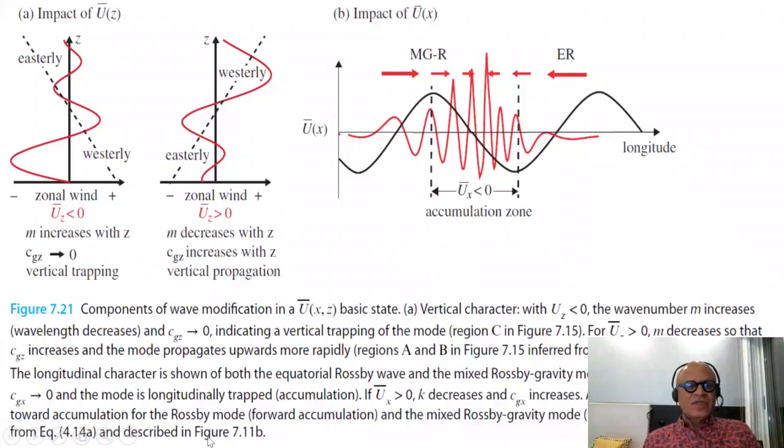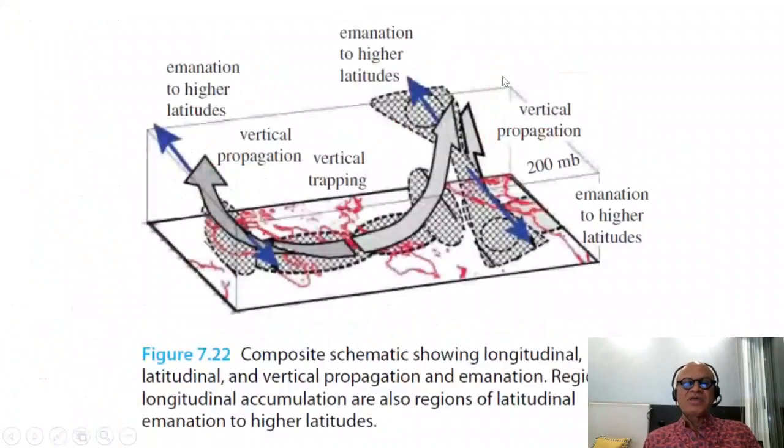This is the energy density. I should be careful there. Okay, so amplitude of the wave. What is the red line? Yeah, they were just forward and backward accumulation. So this is the forward accumulation, this is the backward accumulation of the longitudinal. So you have the information on vertical trapping and zonal trapping in this case.